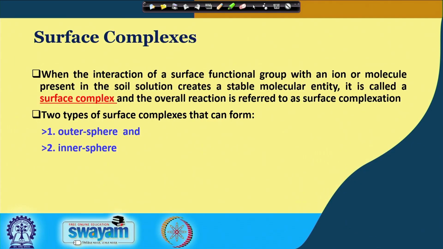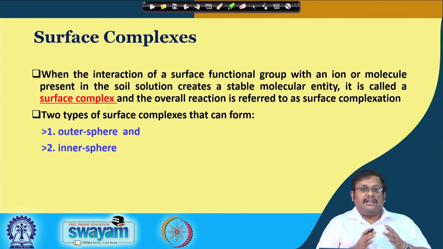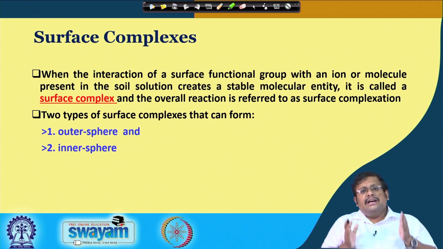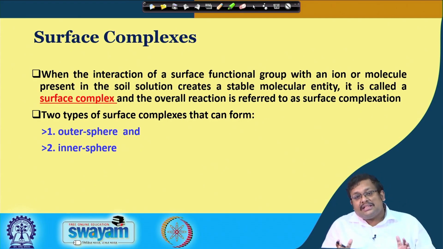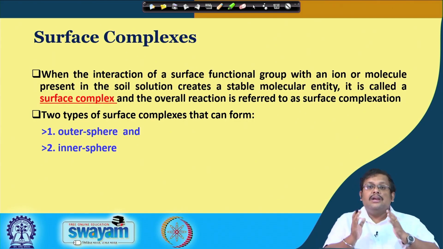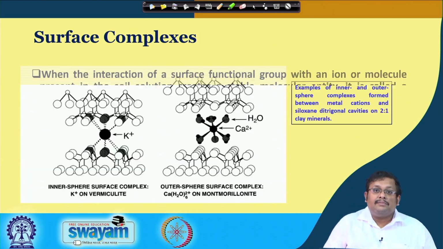Now, surface complexes. What are surface complexes? When the interaction of a surface functional group with an ion or molecule present in the soil solution creates a stable molecular entity, it is called a surface complex, and the overall reaction is referred to as surface complexation. Remember, there are two types of surface complexes. We have already covered them briefly. They are outer sphere complexes and inner sphere complexes.